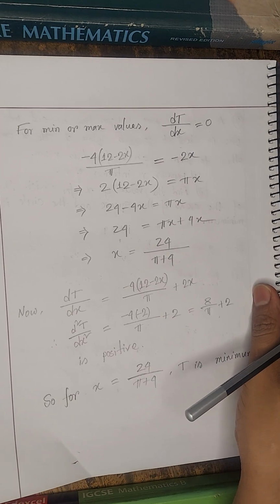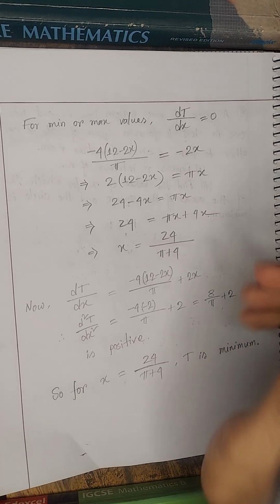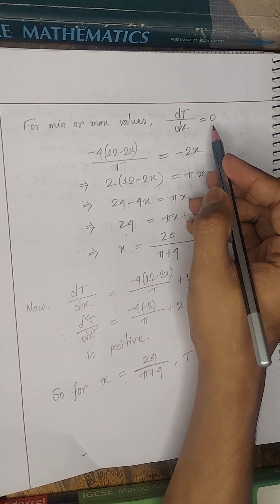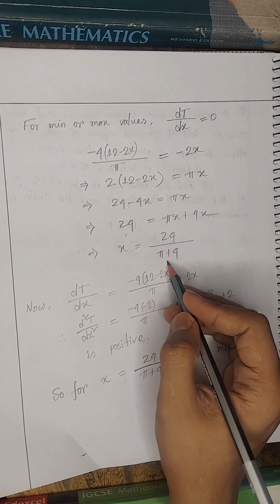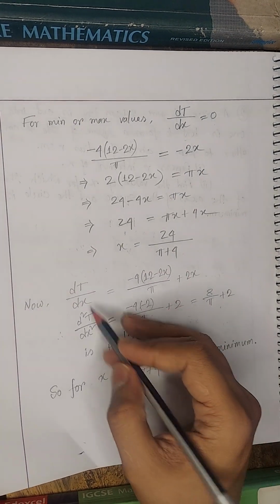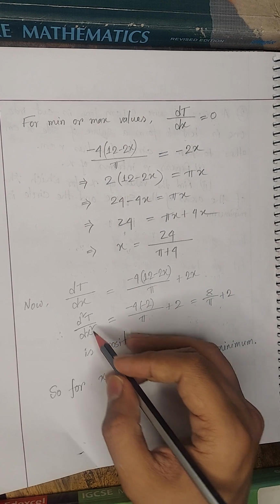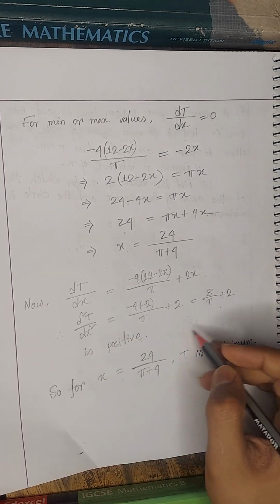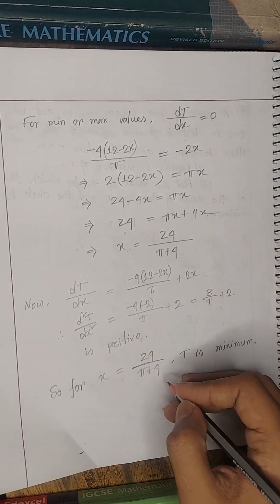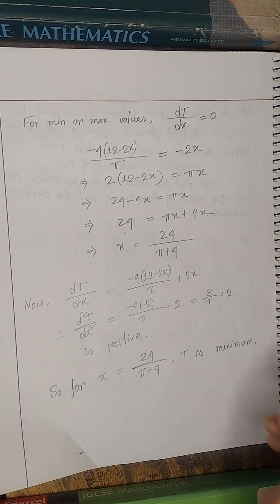Now for minimum or maximum values, we know dt by dx is equal to 0. From this we get the value of x is 24 by pi plus 4, and d square t by dx square is positive, and at this point t is minimum. Okay.